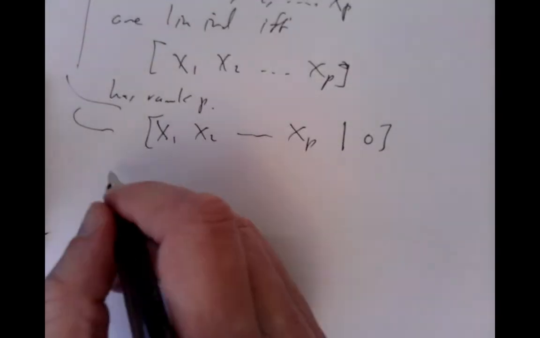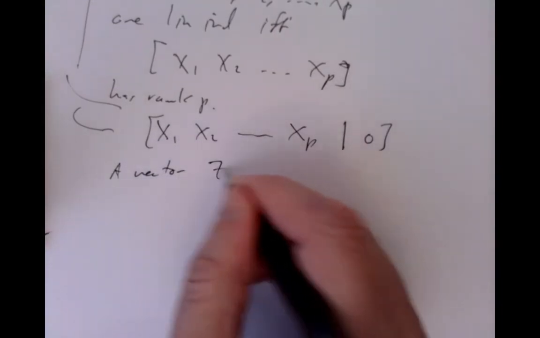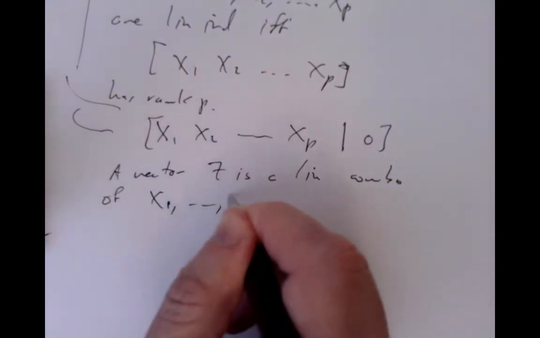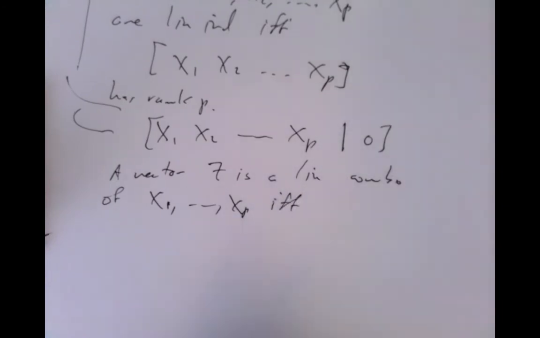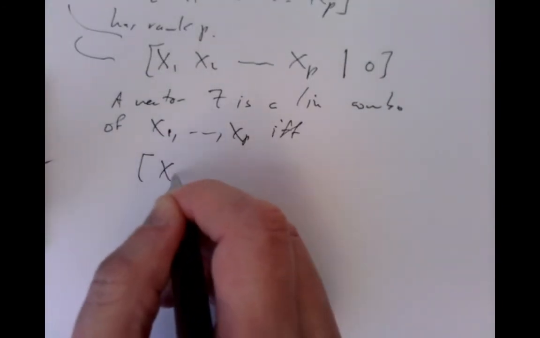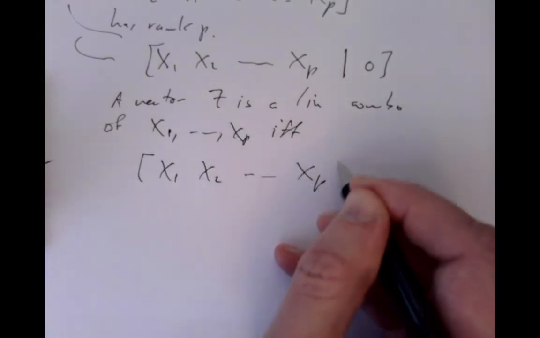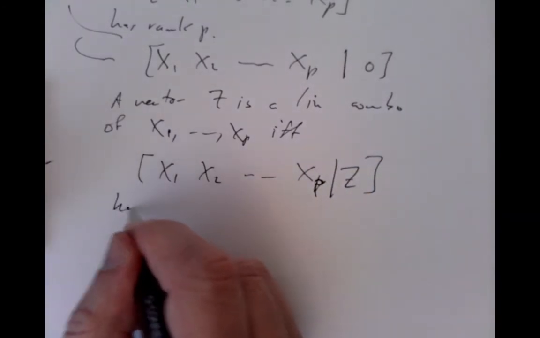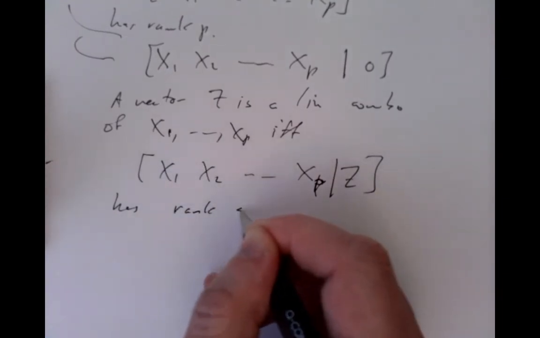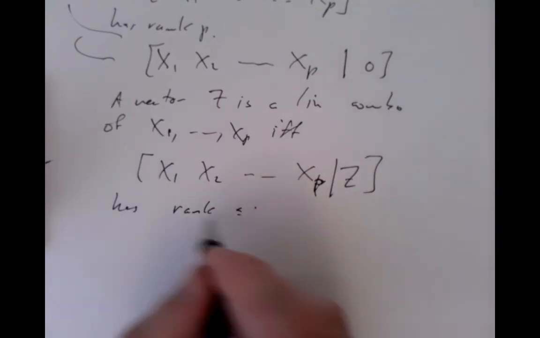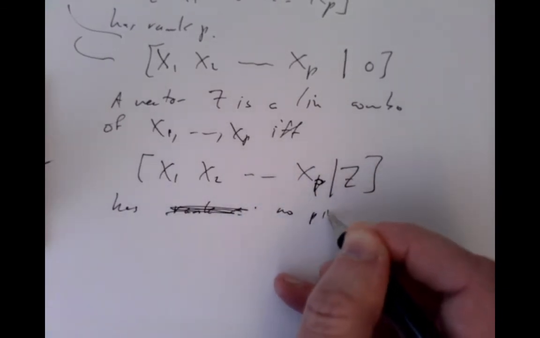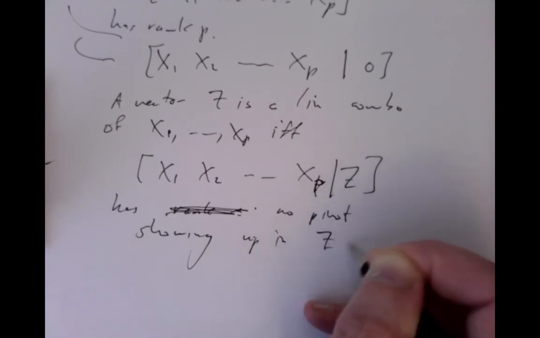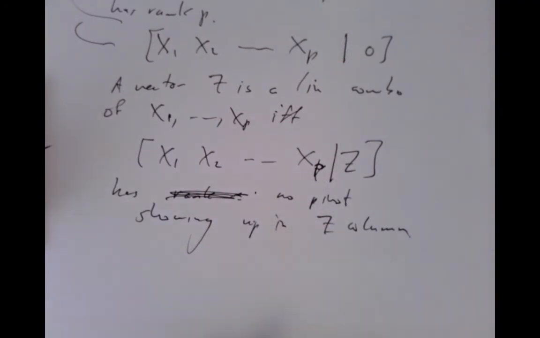Similarly, we can say that a vector, as we just said before, z is a linear combination of some vectors x1 through xp if and only if the matrix x1 through xp, with a vertical column for z, this is our augmented matrix, has no pivot showing up in the z column, that last column. Because if there's no pivot, you know you can solve the linear system.